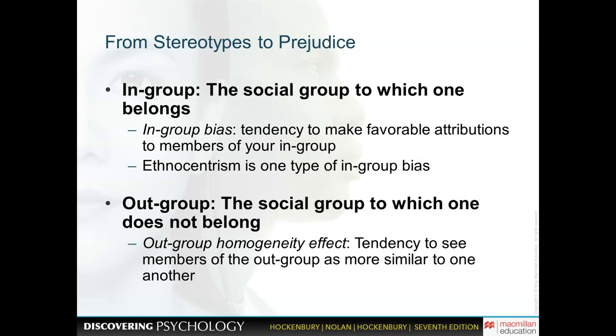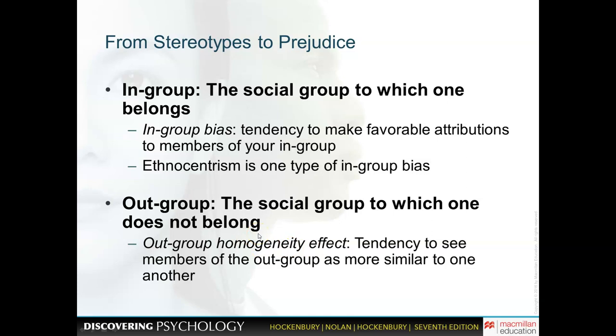Okay, the second term here that I want to have you focus on is the out-group. Basically that is when we tend to attribute a certain person or a group of people as belonging to a different social group than our group. So the out-group is the social group to which one does not belong.